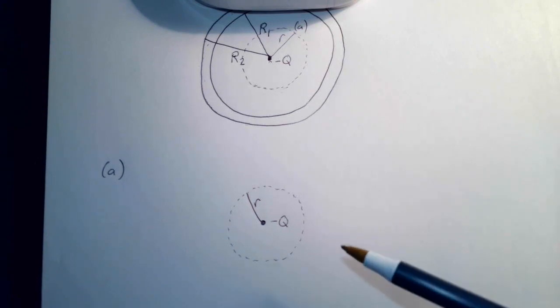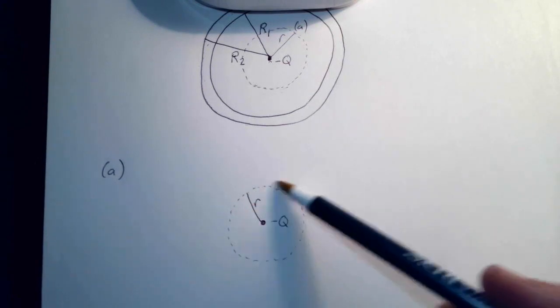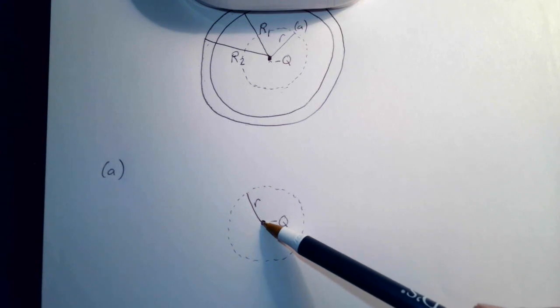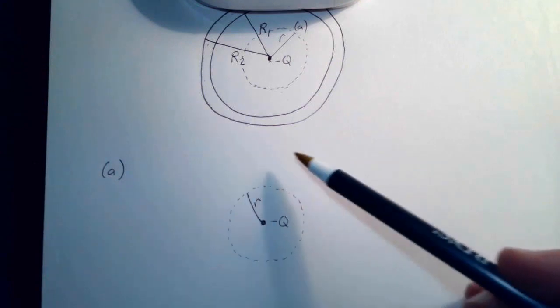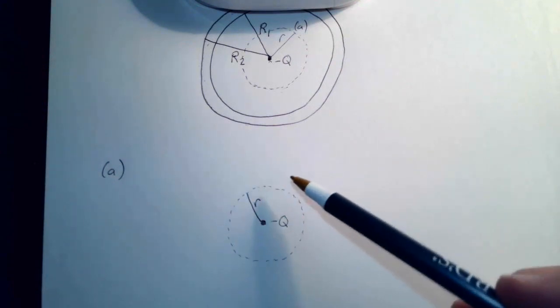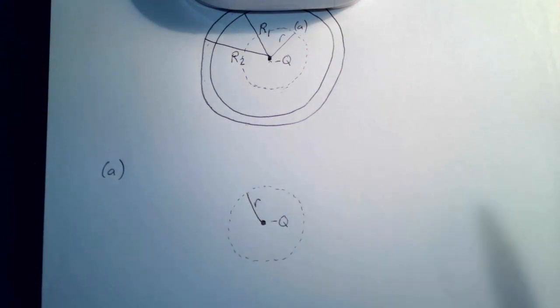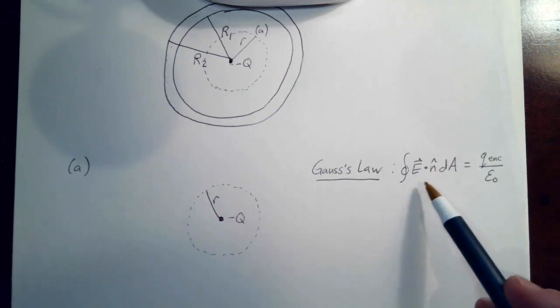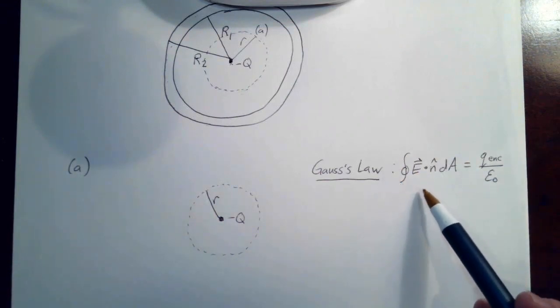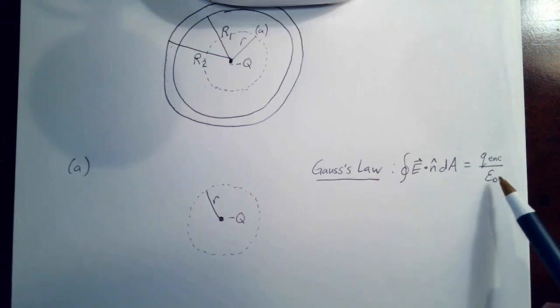So I've redrawn the situation here. Here's my Gaussian surface. It encloses a charge minus Q. Now there are some charges outside, right? Because that shell has a net charge of plus 3Q. But remember that anything outside of my Gaussian surface does not contribute to the flux through the surface. All right, so now I'm ready to use Gauss's law. Remember, Gauss's law says that the electric flux through the surface, which is calculated using this surface integral here, is equal to the charge enclosed by the surface divided by epsilon naught.